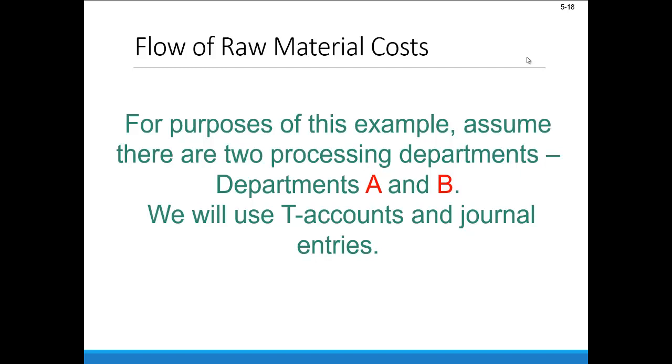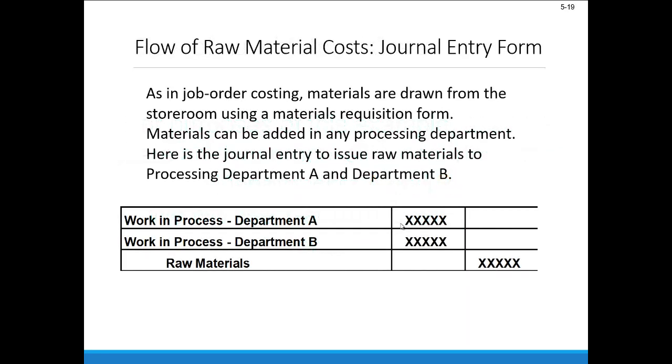So like we did in our job order costing system, let's look at some examples of journal entries and T accounts and how these costs flow through our system. For purposes of this example, assume there are two processing departments, departments A and B. And we're going to look at the different accounts and journal entries for these departments.